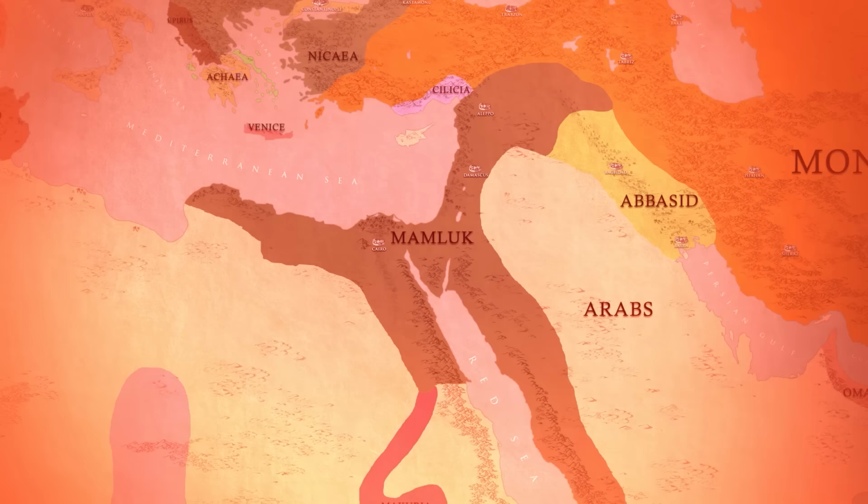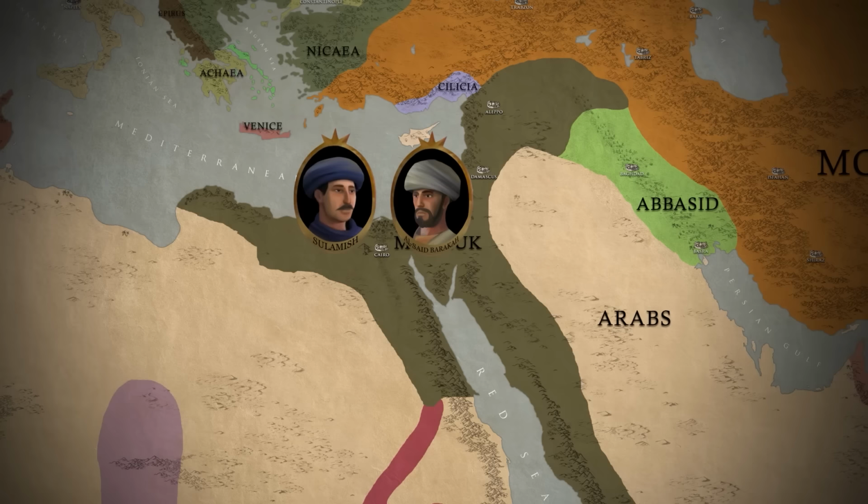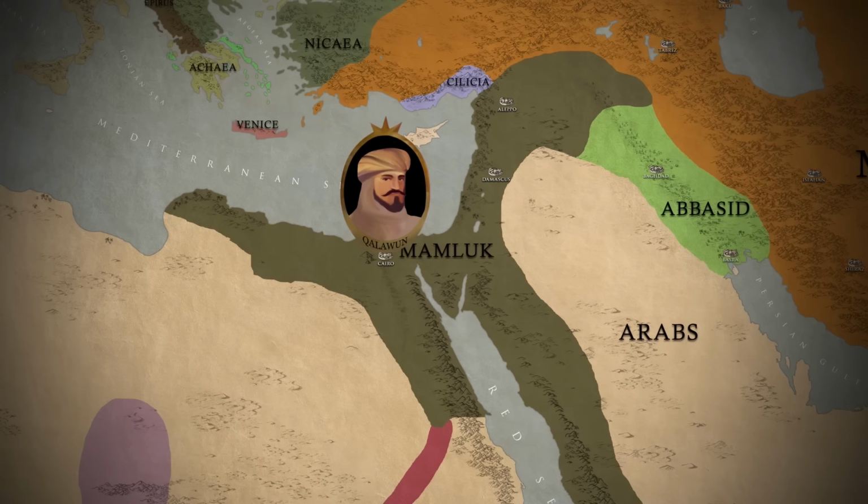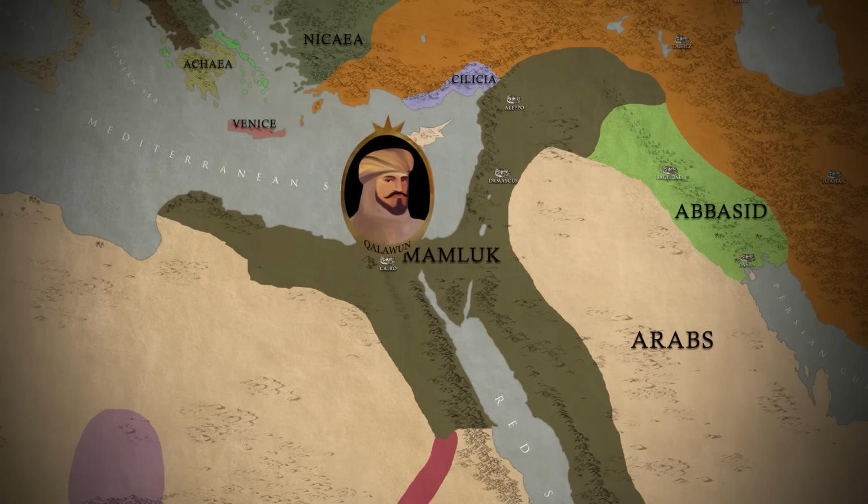His hopes for his sons, Al-Sayyid Baraka and Sulamish, to rule after him were dashed, as both youths were forced to abdicate and flee, as one of Baybars's own Mamluks, Qalawun, established his own dynasty instead. The House of Qalawun would, on and off, rule the Mamluks of Egypt until the late 14th century.